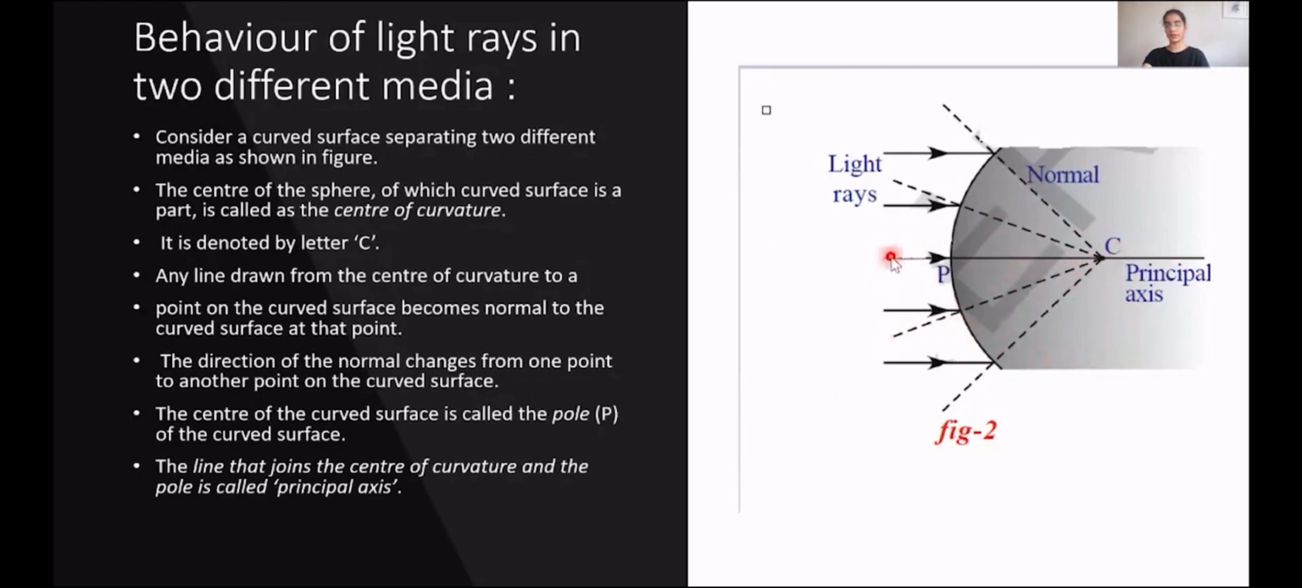So any dotted line that passes through the surface of the sphere and can join the center, you see that this line is going to act as a normal. This line is also going to act as a normal, this line is also going to act as a normal, while this line is also going to act as a normal. So any line drawn from the center of curvature to a point on the curved surface will become the normal. And this was also seen when we were discussing reflection of light. So these things have not changed. These are the similarities here.